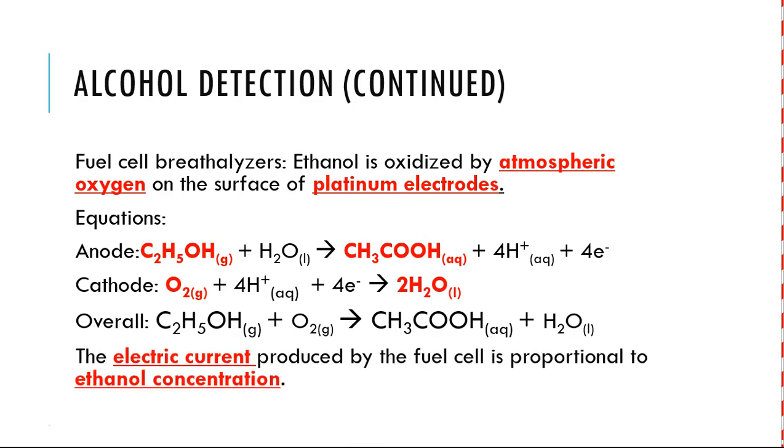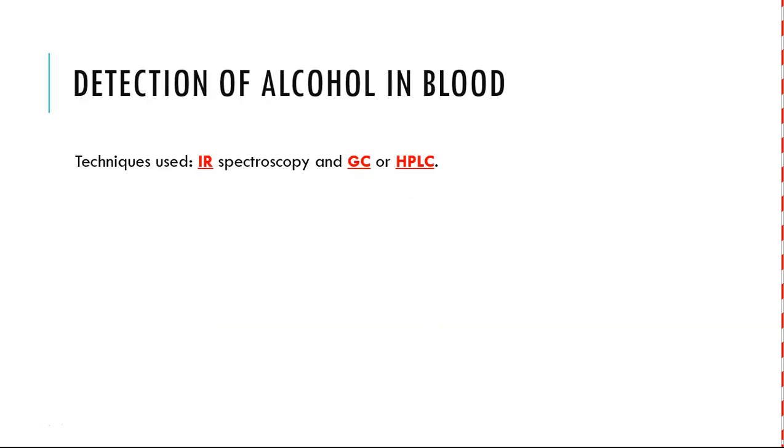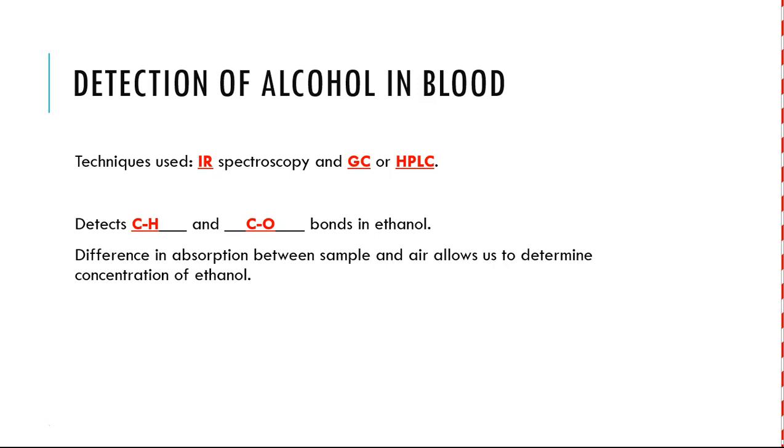So in this fuel cell breathalyzer, there's no color change, but the electric current that's produced by the fuel cell is proportional to the ethanol concentration. So that's how they can tell what someone's blood alcohol content is. You can also detect alcohol in blood using IR spectroscopy and either gas chromatography or high-performance liquid chromatography. And the infrared spectroscopy detects the carbon-hydrogen and carbon-oxygen bonds in ethanol. And basically, by comparing the absorption in the sample and the air, we can figure out the concentration of the ethanol.